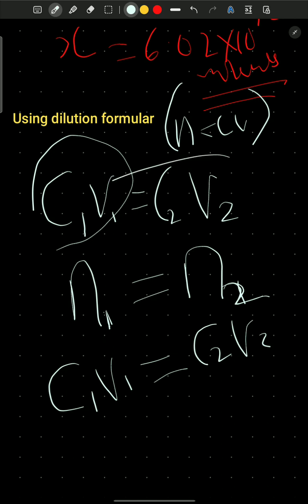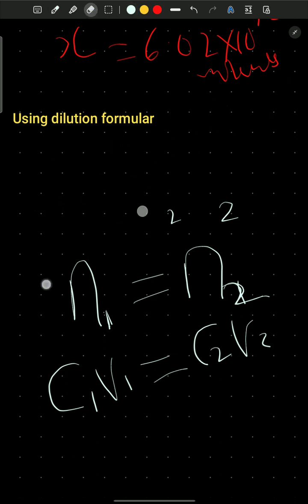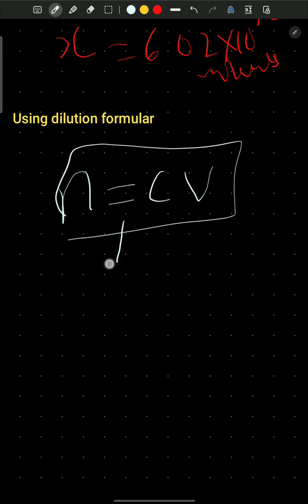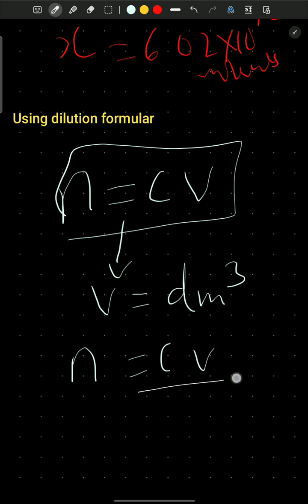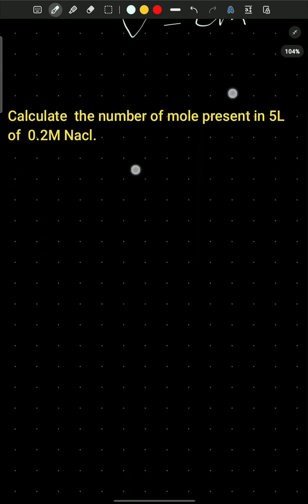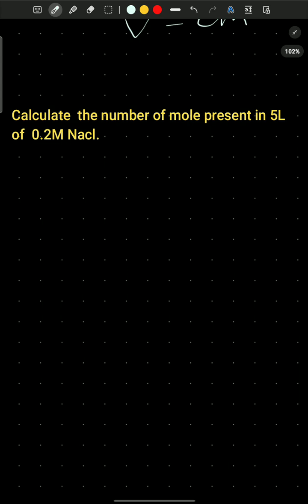So the formula is now in 2 phases. Please, I need your attention because you need to know when to apply any of these formulas. So we have n equal to CV. You are to use n equal to CV if the volume is in dm cube. But if the volume is in centimeter cube, you will use n equal to CV all over 1000. So this is when the volume is in centimeter cube. Please take note of that. You really need it. So now let's look at this example, then we are good to go.